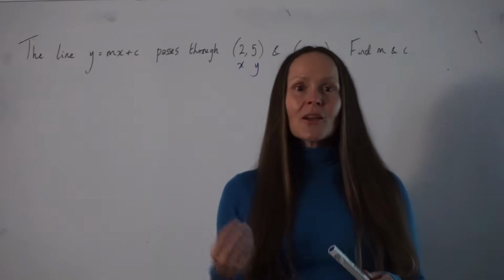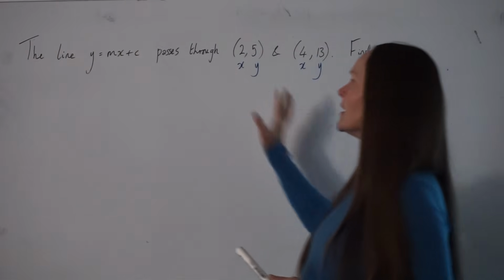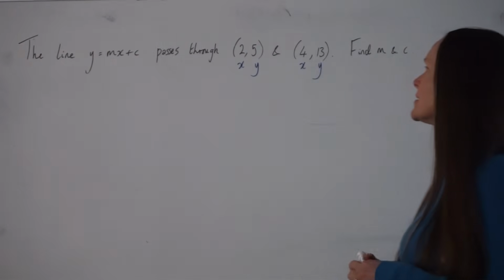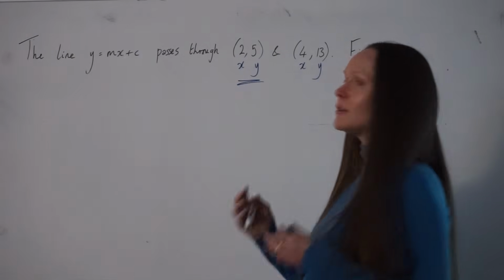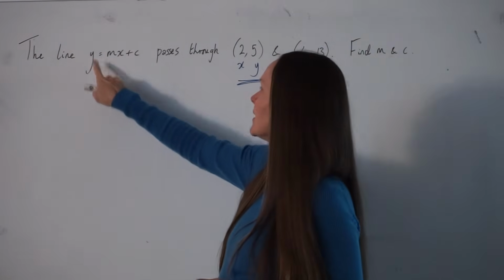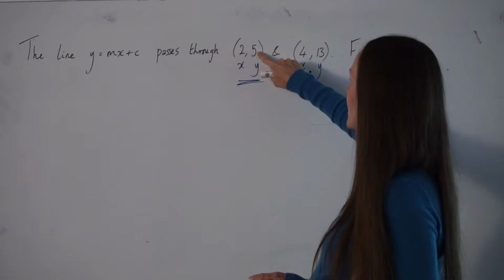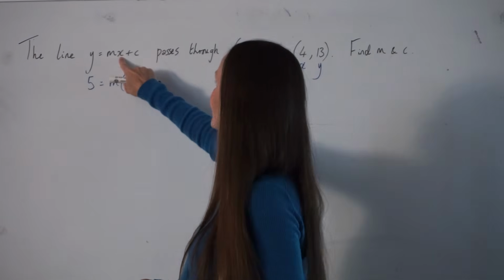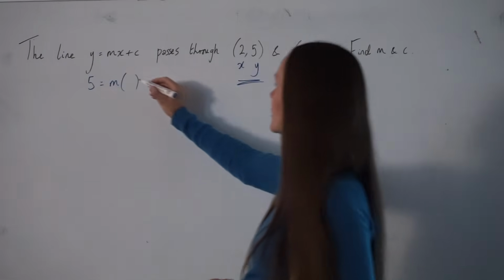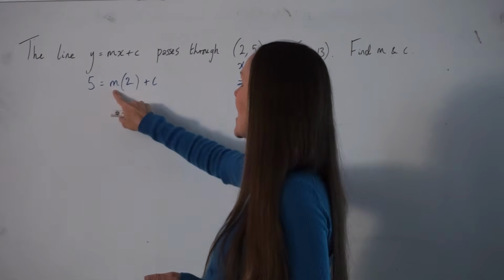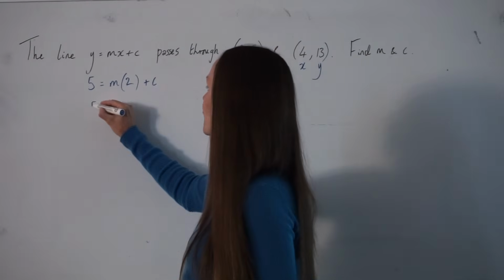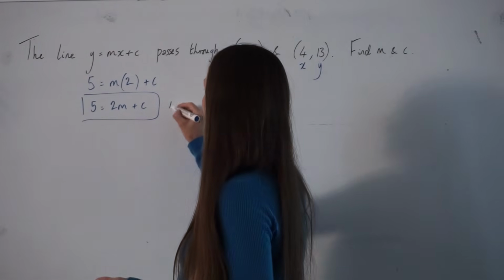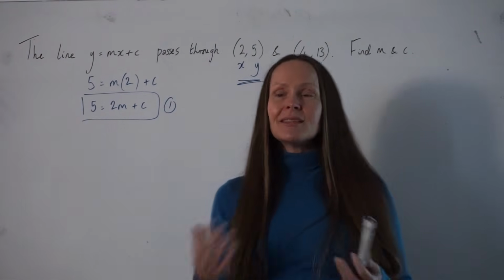So what we can do is substitute those x, y values one by one into this equation to form two different equations that we can then solve to find m and c. So let's start by substituting in the first point. Instead of y equals in the equation, we're going to have 5 equals, since y is equal to 5 here. And then we need to replace the x value here with the number 2. If we simplify this, m multiplied by 2 is 2m, so 5 is equal to 2m plus c, and that is equation 1.